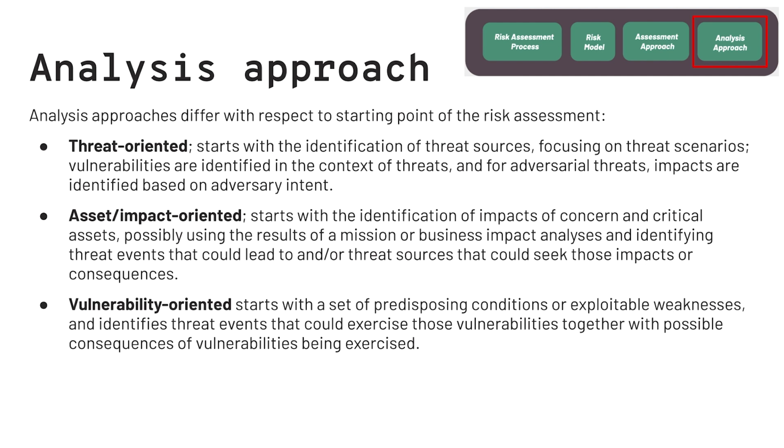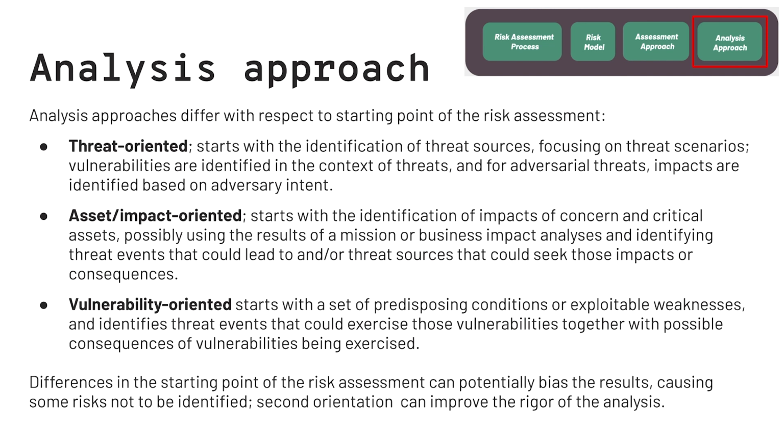A third approach could be going after vulnerabilities. So assuming all the vulnerabilities that can exist given your predisposing conditions or exploitable weaknesses, you start with vulnerabilities and then you go after the threats that can exploit the vulnerability. So you list vulnerabilities and then you do the threat analysis on the vulnerabilities to come up with the final measure of risk. As you can understand, the approaches are a bit different, and if you start with one, you may be missing things from the others.